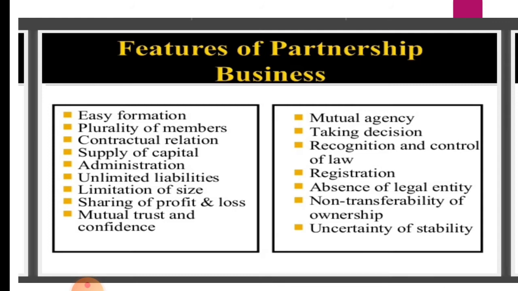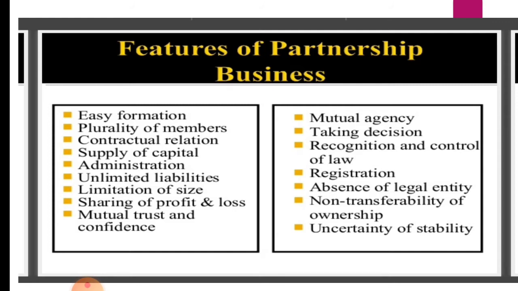So you should note this for a 1 mark question. What is the minimum number of persons who can enter into a partnership agreement? If the question is like that, then you have to say the minimum is 2. And what is the maximum limit of persons who can enter into a contract in a partnership firm? In case of banking business, it is restricted to 10, and in all other cases, it is 20.